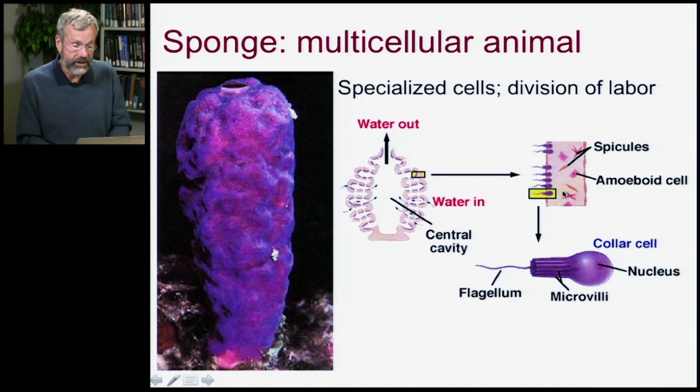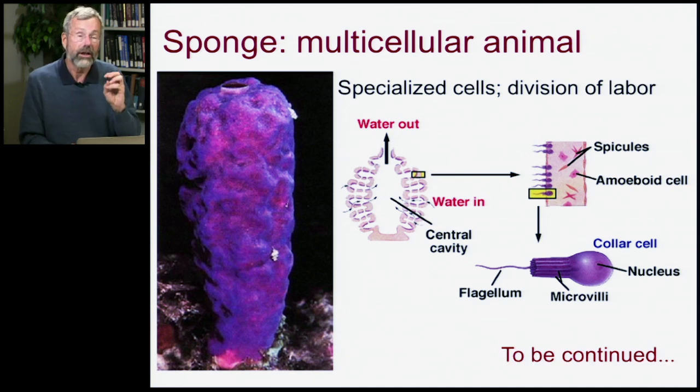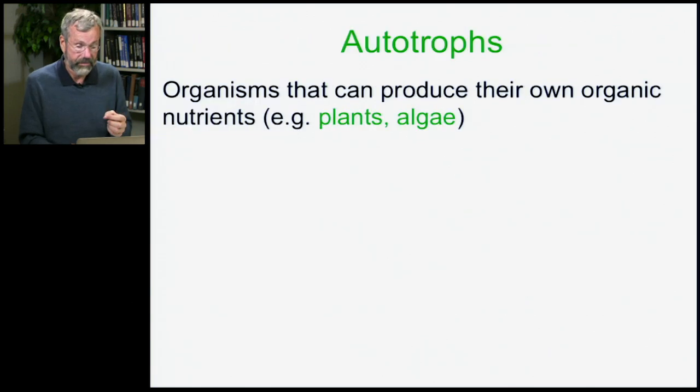But there are other cells, again at this very small scale, that have a very different function. These are structural. They hold these collar cells in place so that they can do their filtering. So we're going to look a lot more at animals in the next lecture. So we'll come back to this next time.